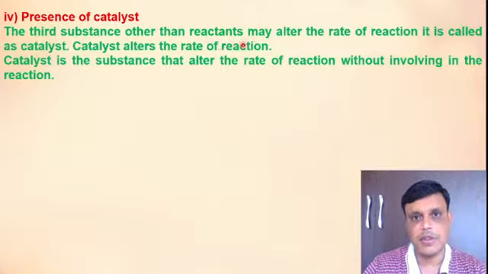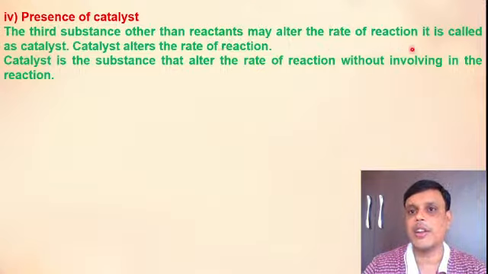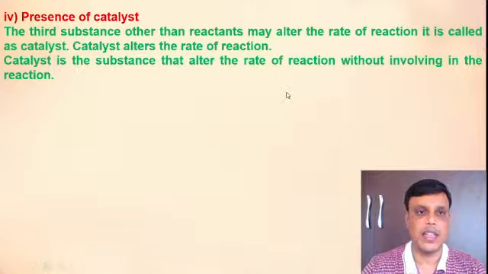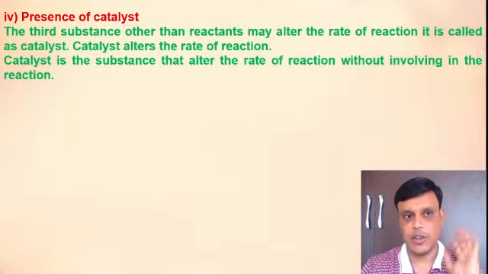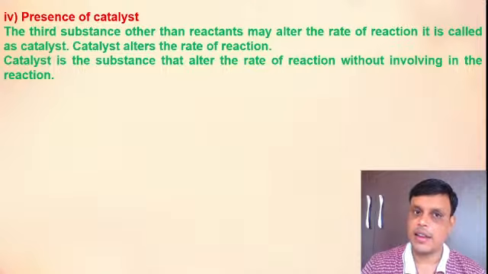A catalyst is a third substance, other than the reactants, that may alter the rate of reaction. It is called a catalyst. So a catalyst alters the rate of reactions.